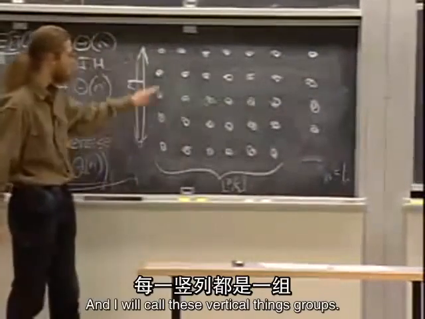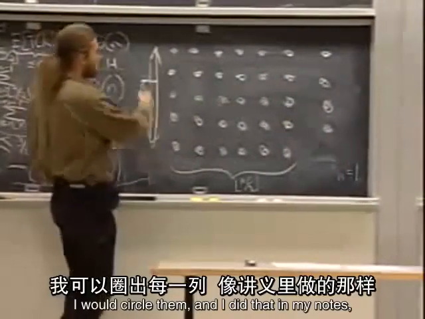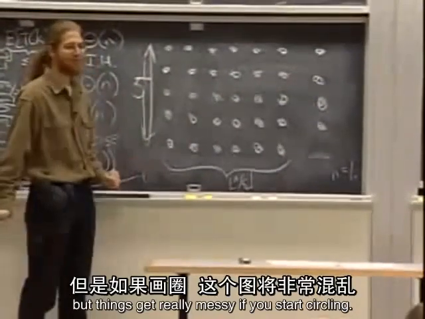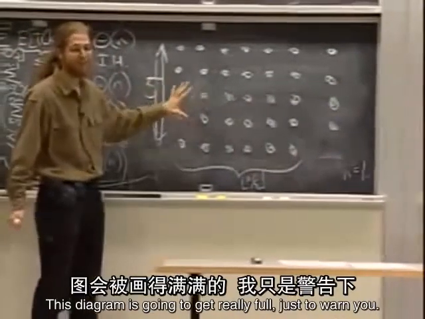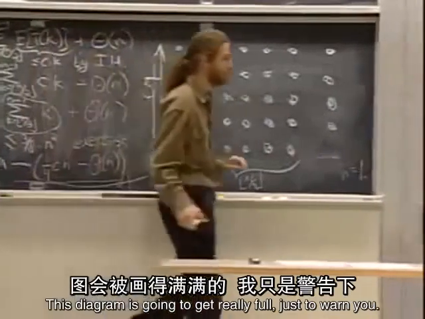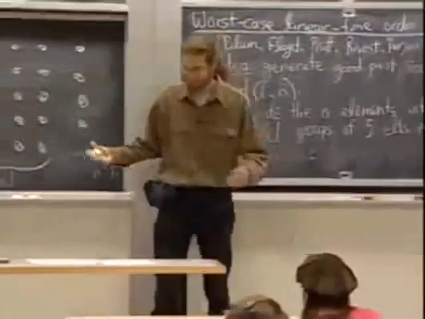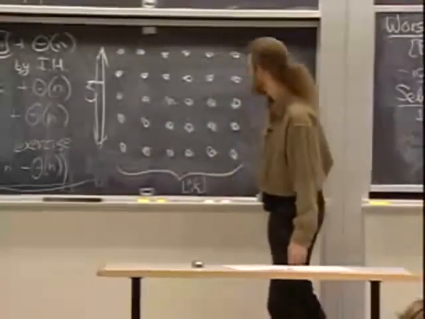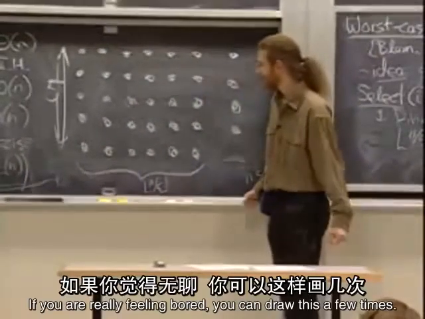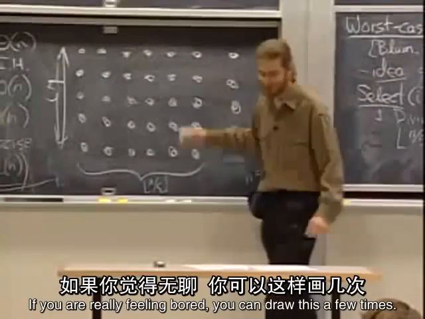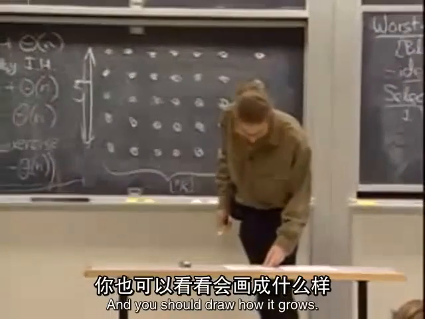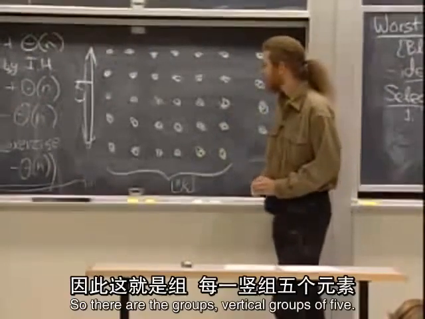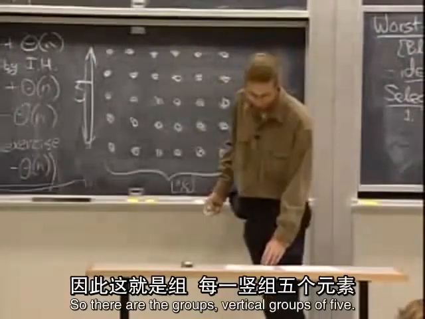And I'll call these vertical things groups. I would circle them, and I did that in my notes, but things get really messy if you start circling. This diagram is going to get really full. So just to warn you, by the end it will be almost unintelligible, but hey, there it is. If you're really feeling bored, you can draw this a few times, and you can draw how it grows. But right. So there are the groups, vertical groups of 5.